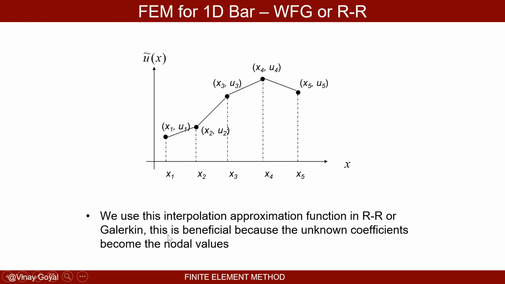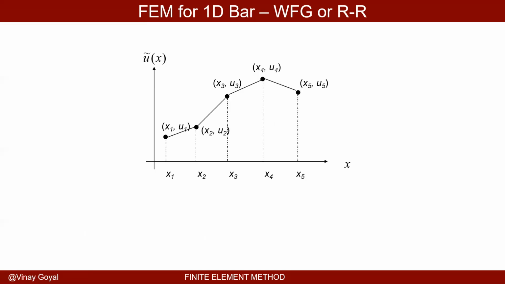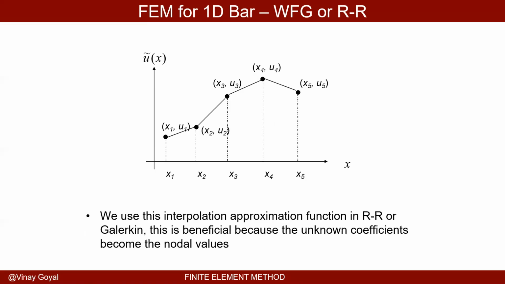We're going to use this interpolation approximation function in the Rayleigh Ritz and Galerkin methods. This is beneficial because of the unknown coefficients. What are the unknown coefficients here? Let's think about that. I don't know what the deflections are. But if I pretend that these are the unknown values, which are the ones I really want to find, because I want to know how the elastic bar deflects, then it would be beneficial if I wrote my approximation function so that it is a function just of these deflections at these nodes.